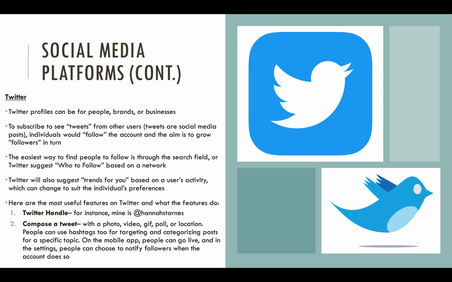The easiest way to find people is through the search field or Twitter suggestions on who to follow based on the network and who you already follow. They have this awesome algorithm that will basically do all that for you. Twitter will also suggest trends for you based on the user's activity, which can actually change to suit the individual's preference.